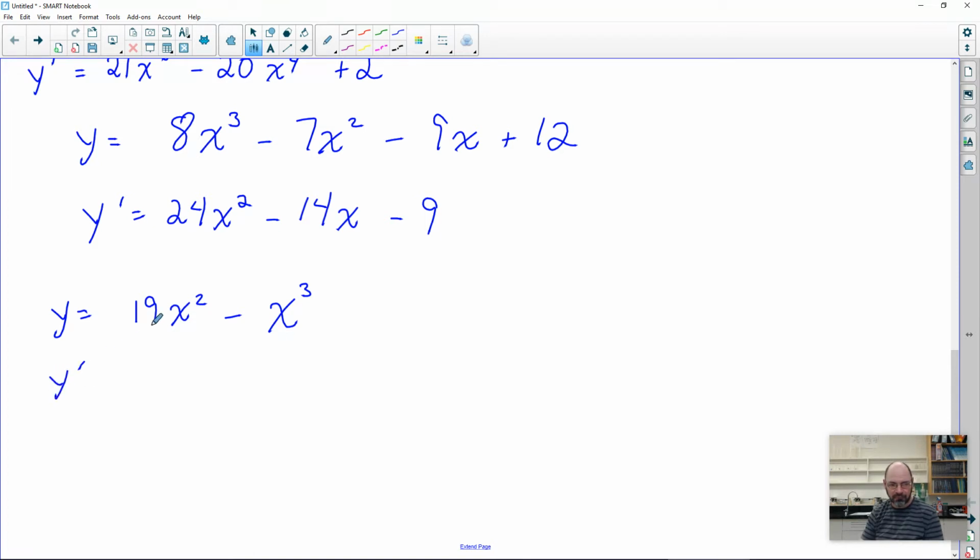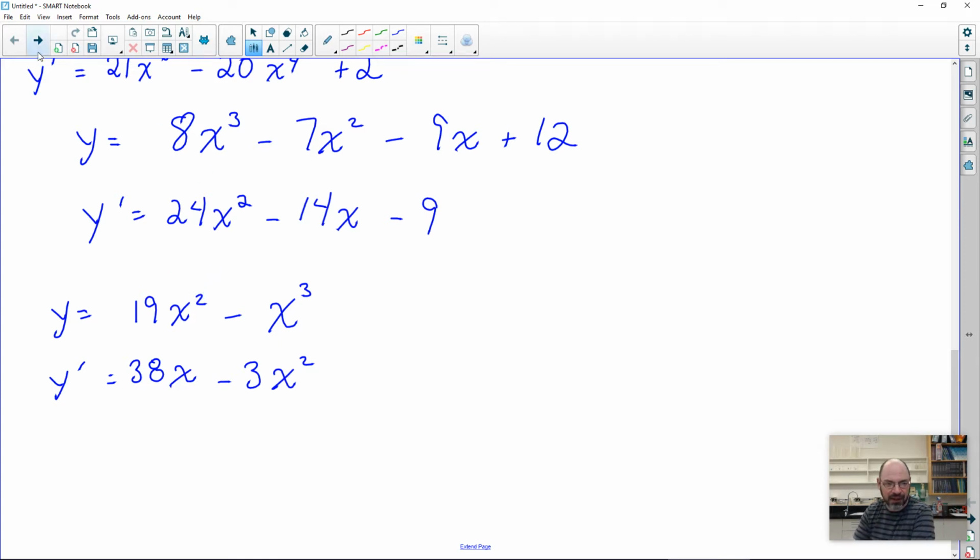Y prime, 19 times 2 is 38x. 2 minus 1 is 1. Okay. Minus 3 times 1 is 3. 3 minus 1 is 2. x squared. There's our derivative. So doing these kinds of derivatives, when there's just pluses and minuses in between, when you have an expression that is written as a polynomial, is simple. It's a nice little shortcut method. You don't have to use that long definition of a derivative.